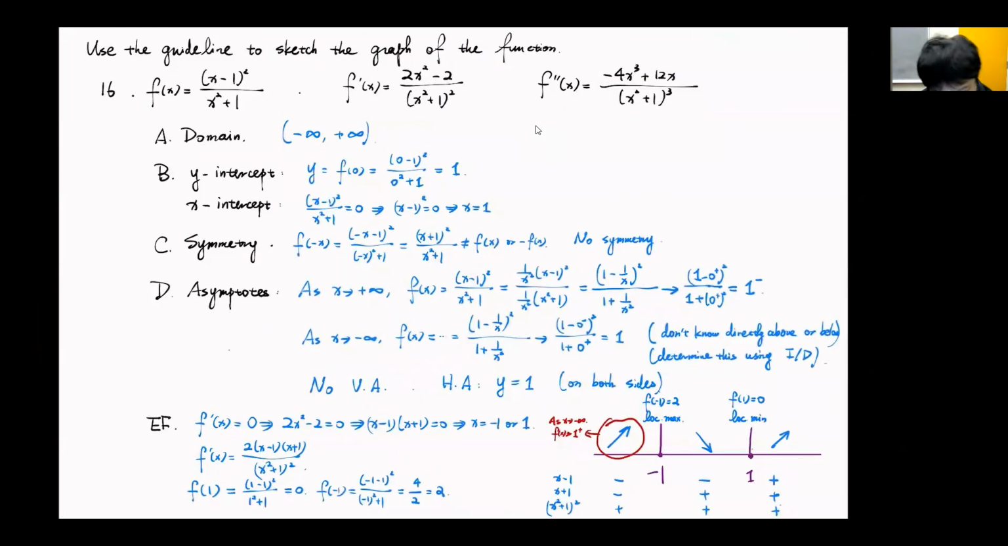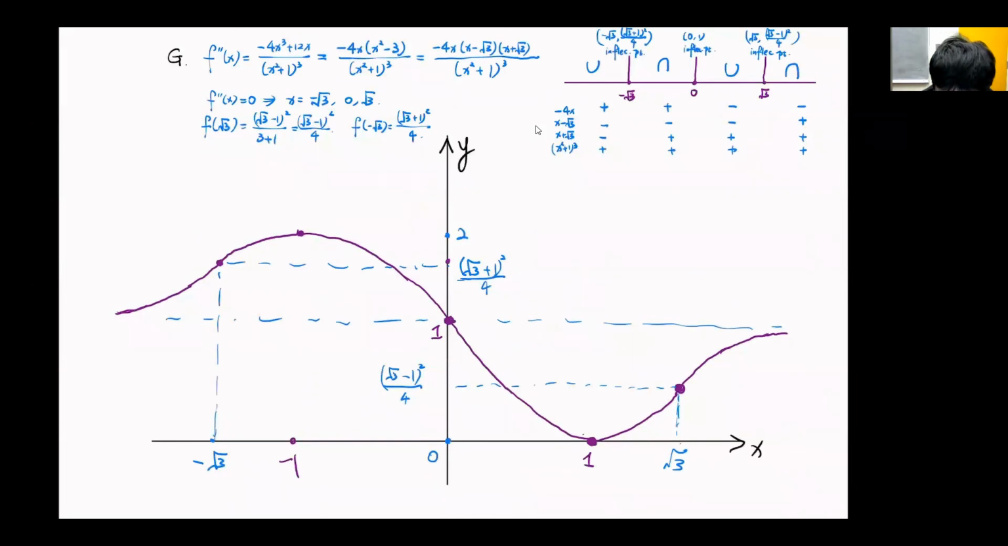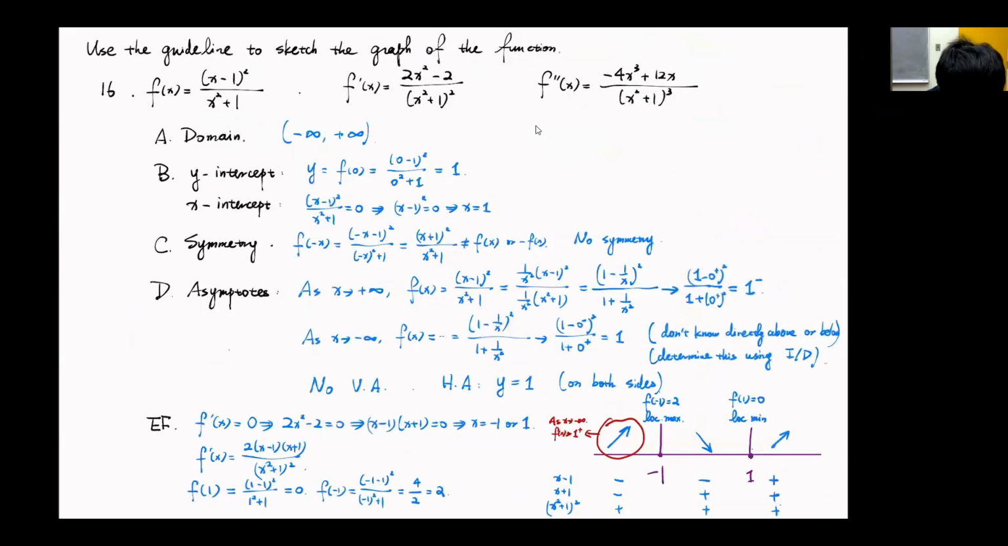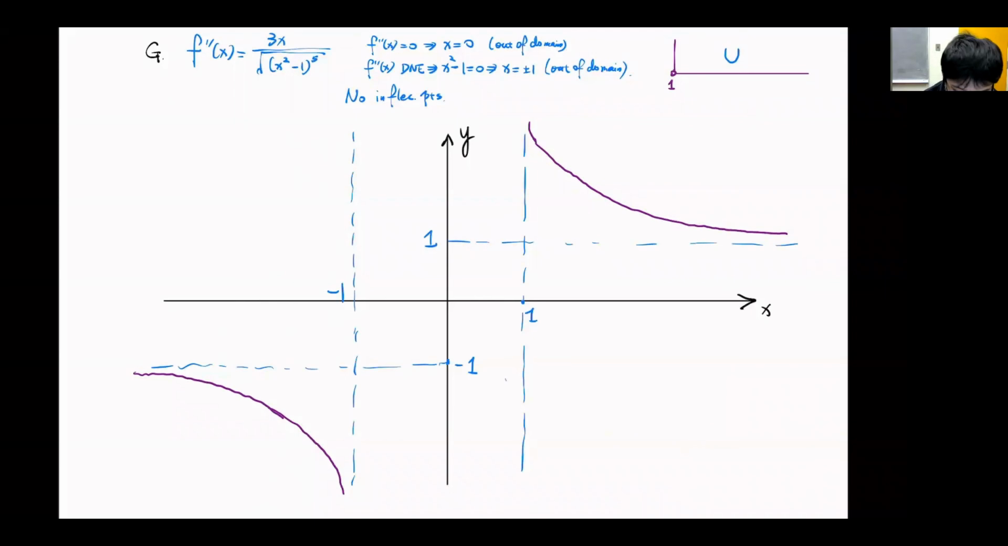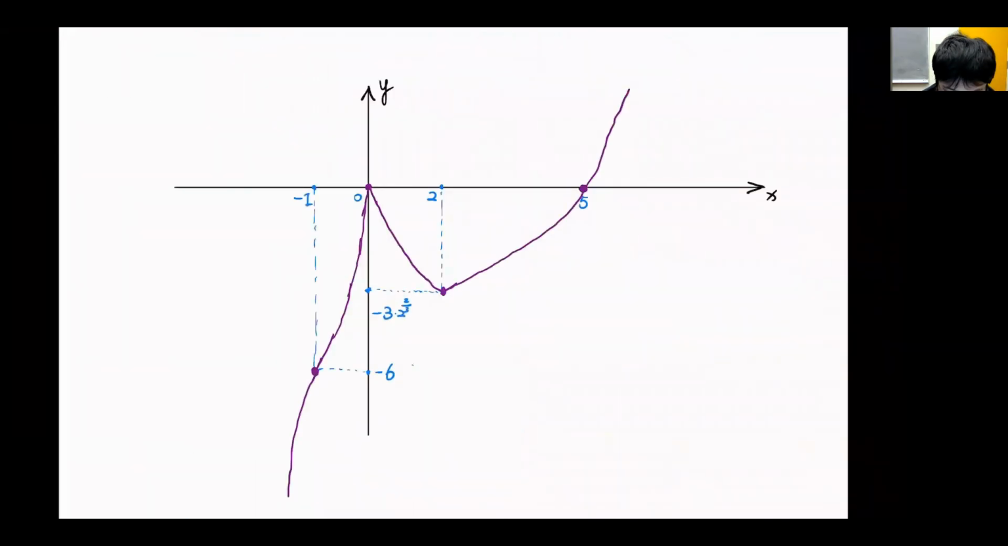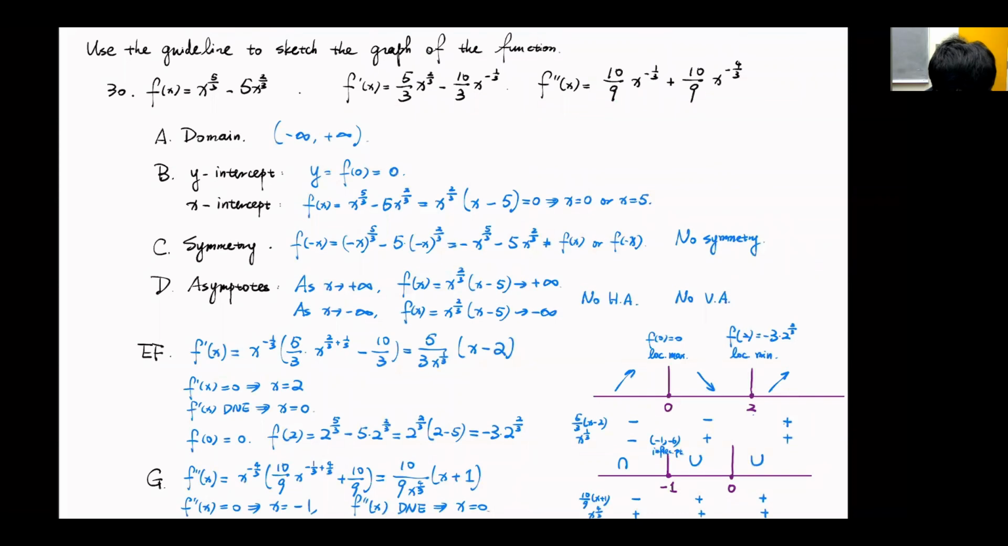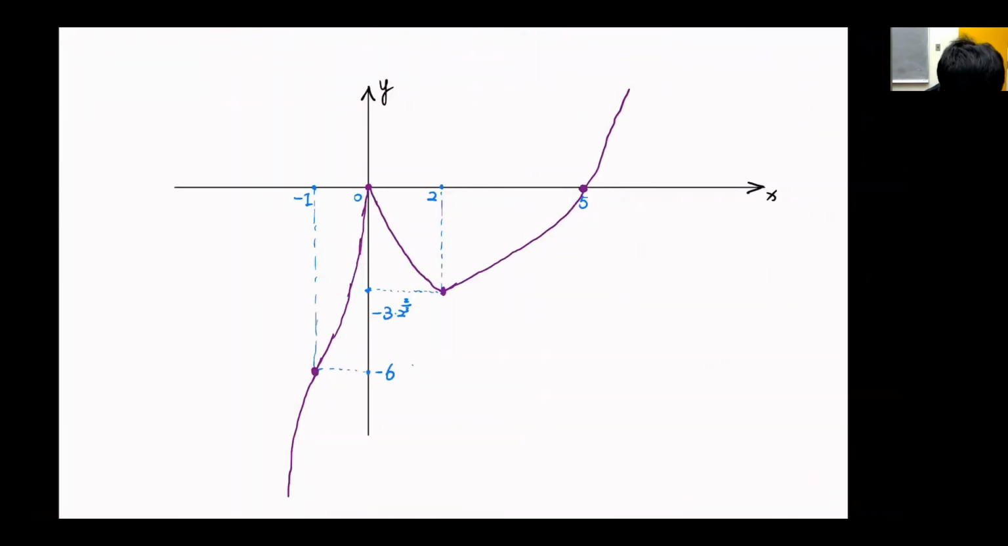And for the third graph, I need to emphasize that this is the graph for y equals (x minus 1) squared divided by x squared plus 1 actually, not 4. Okay, so for this graph, I need to say that what I'm drawing is y equals x divided by root of x squared minus 1. And finally, for the graph we just handled, we need to specify that what I'm drawing now is y equals x to the 5/3 minus 5 times x to the 2/3.